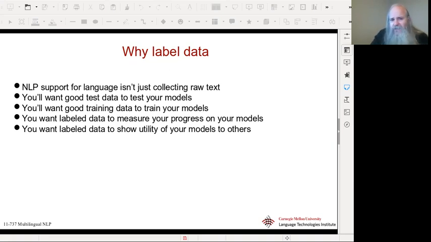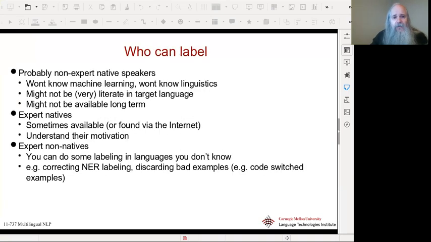You probably want to have data to measure your progress in your model. So as you're getting better, whether that's being a bootstrapping technique, you want to know whether you're getting better. And so you sort of need dev test data in order to be able to do that. And you probably want to also know whether the labeling you're doing is ultimately useful or not. Does it make things better for whatever you're trying to do? Are you improving your translation? Are you improving your information extraction? Are you improving your question answering or dialogue systems for your end users? So you want to be able to test whether you're actually getting better.